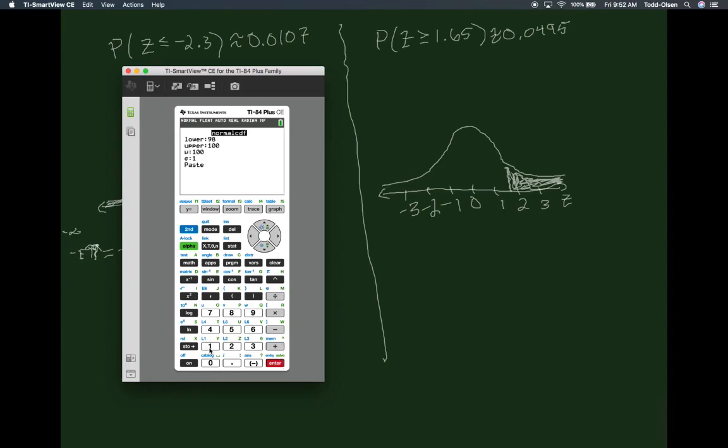So for this example, I would say for the lower limit, I would put 1.65. For the upper limit, again, where this area is going all the way to positive infinity, I would use a really large number, E99. Mu is 0 and sigma is 1. And incidentally, if you just leave these blank, the calculator will also default to standard normal. But this time I'll leave 0 and I'll leave 1 for sigma. Press enter and notice how the calculator pasted all those values in where they should be.